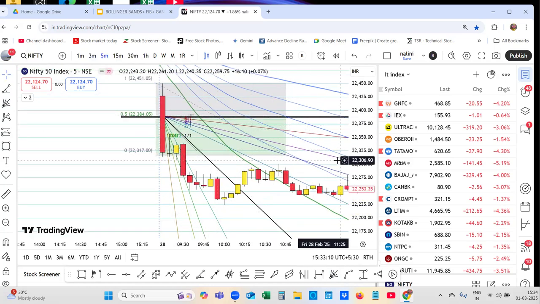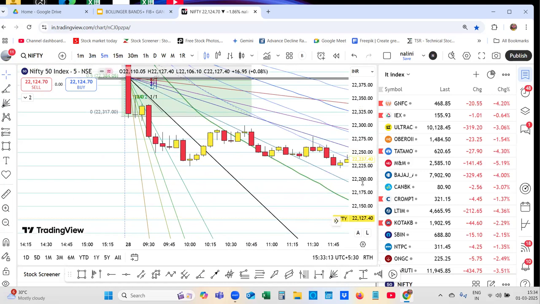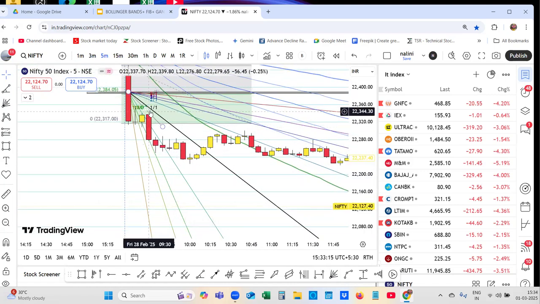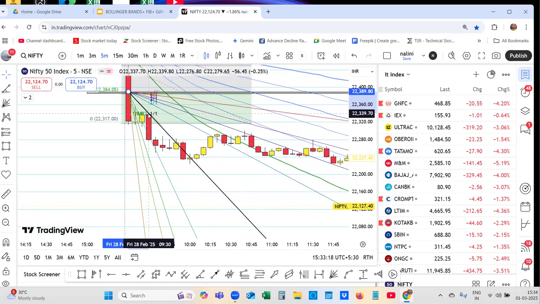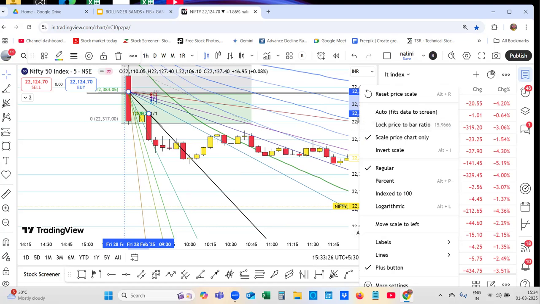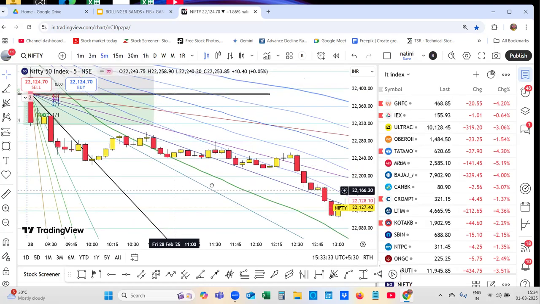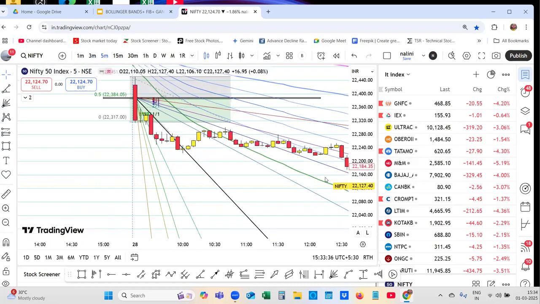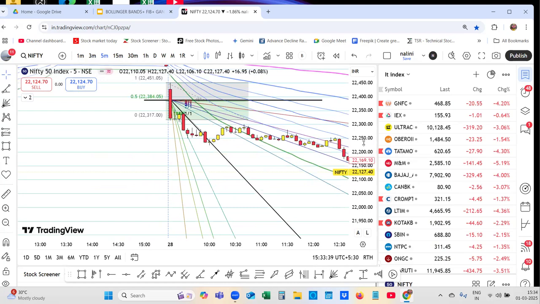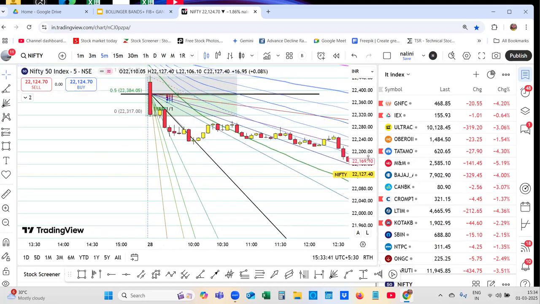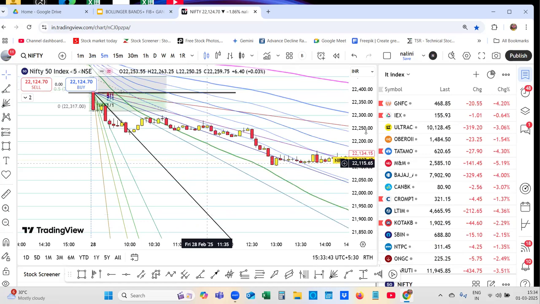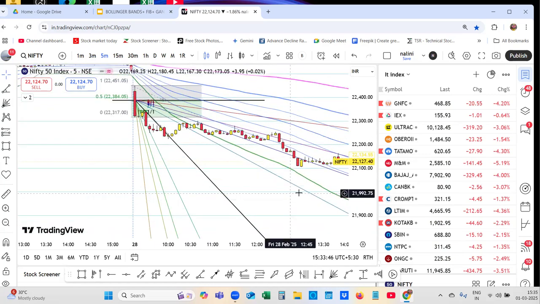These are all the Fib angles, Fib levels. You might face the issue that it moves. What you can do is right click on the price scale and lock the price to bar ratio. If I do that, the Gann fan will not move. Only thing you cannot do is stretch it like this, but you can zoom in and zoom out like this and see the price movements.